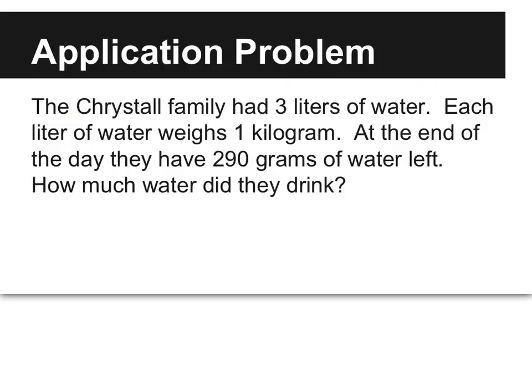Now we're going to start thinking about capacity, the goal of this lesson. Here's our application problem. The Crystal family had 3 liters of water. Each liter of water weighs 1 kilogram. At the end of the day, they have 290 grams of water left. How much water did they drink? So the capacity in this problem is 3 liters of water. A conversion was given that each liter of water was converted to weight, and we know that a liter of water weighs 1 kilogram. So we're going to use this information to figure out how much water the Crystal family drank.